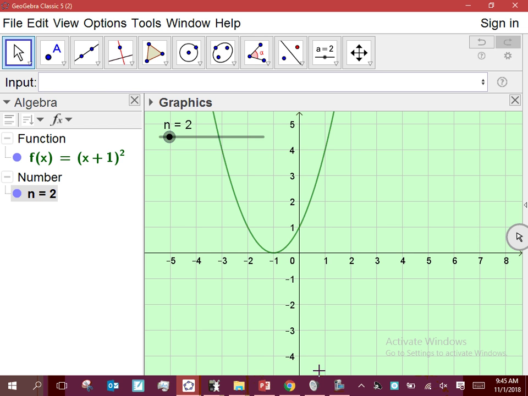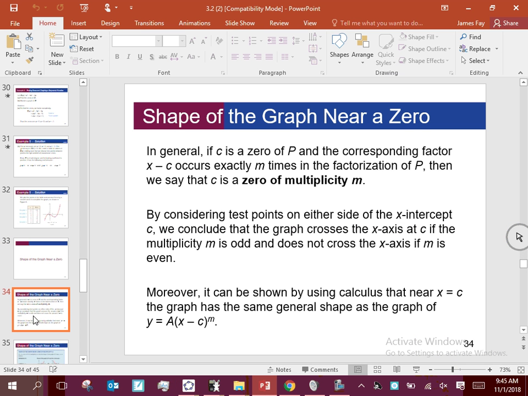So what we end up with is this idea here, okay? It says, in general, if c is a 0 of p, and the corresponding factor x minus c occurs exactly m times in the factorization of p, then we say that c is a 0 of multiplicity m. What that means to me is if I go back and look at that -1, or the x plus 1 factor, it was raised to the second power, so I say it has a multiplicity of 2.